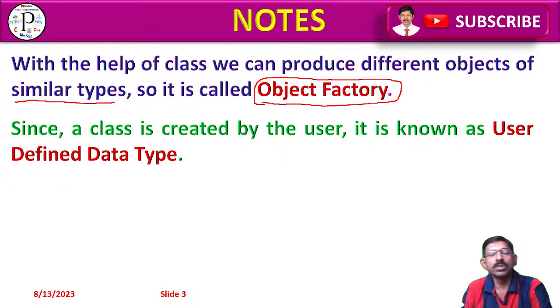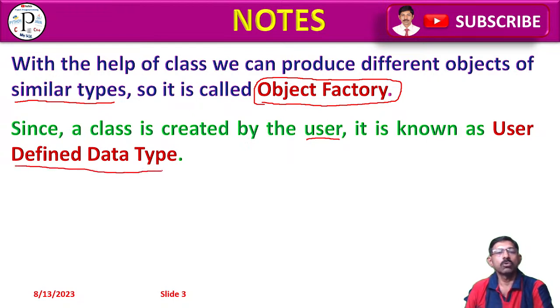Normally we get questions like this: why a class is called object factory, why it is called blueprint, justify your answer. Because of those reasons, these are included. Since a class is created by the user, it is known as a user defined data type. Also we get a question on this: why is a class called a user defined data type.